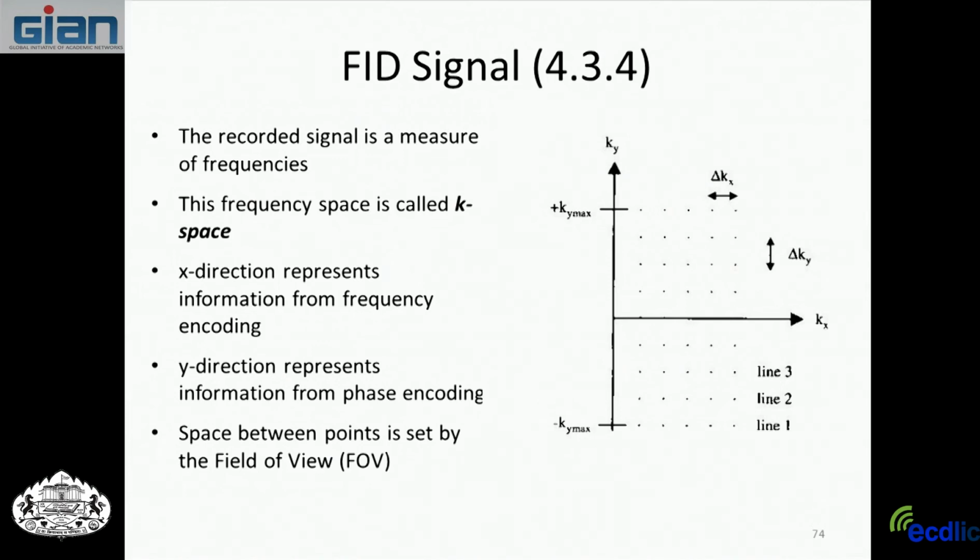And this frequency space is referred to as K-space. Again, the X direction represents information from frequency encoding because those were our applied frequency gradients. The Y direction represents information from phase encoding because we turned on our phase gradients for that. And the space between these points that we collect is set by what we define as our field of view. So our field of view is going to be related to how closely we collect these samples in K-space.